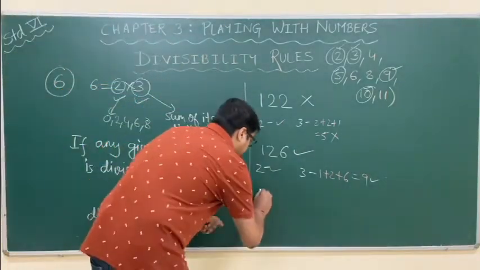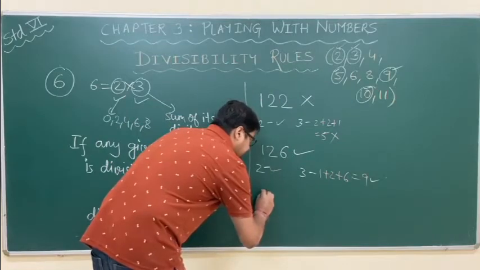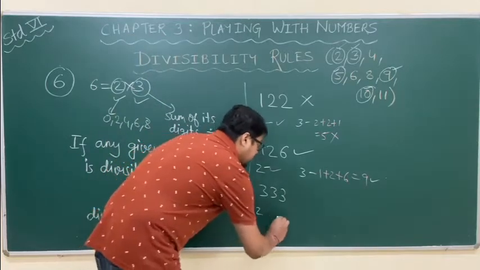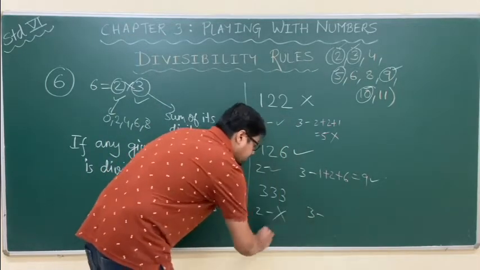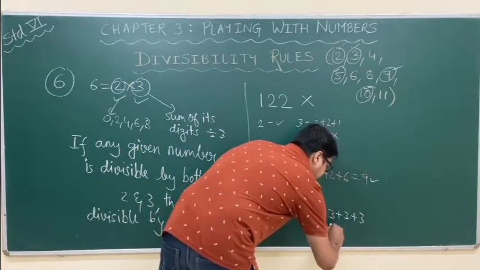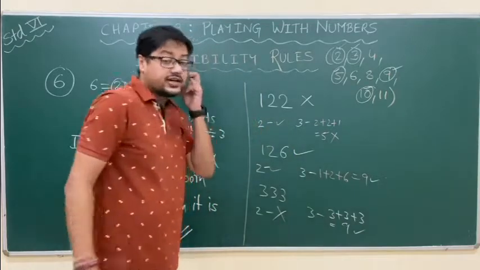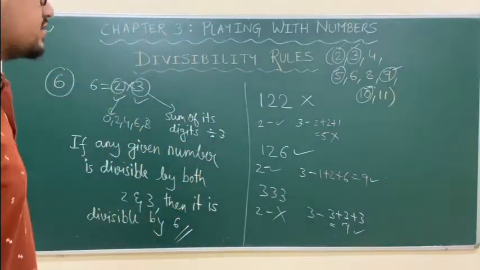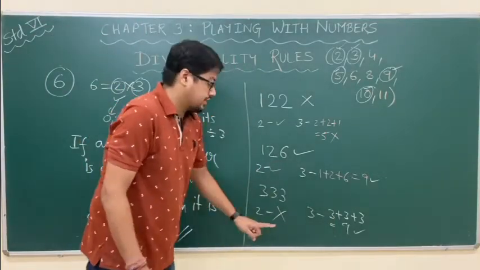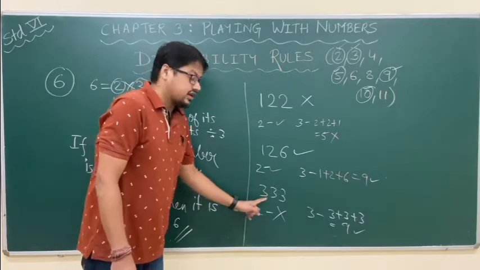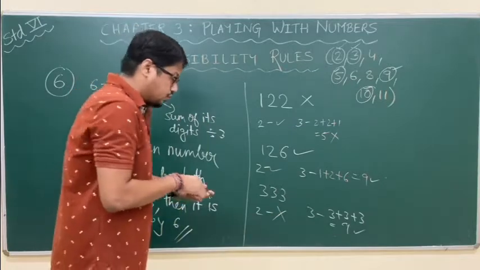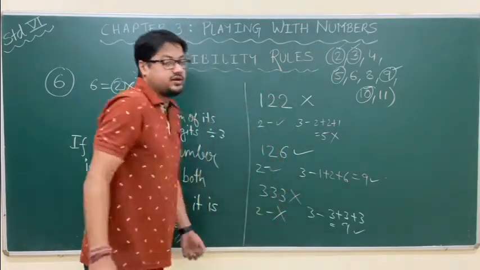Okay, taking one more number, say 333. Divisibility by 2, divisibility by 3. Is it divisible by 2? No. Is it divisible by 3? 3 plus 3 plus 3 is 9. 9 is divisible by 3. But what I told, for any number to be divisible by 6, it has to be divisible by both 2 and 3. Here in the last example you can see that the given number 333 is divisible by 3, but it is not divisible by 2, so we cannot say that it is divisible by 6.